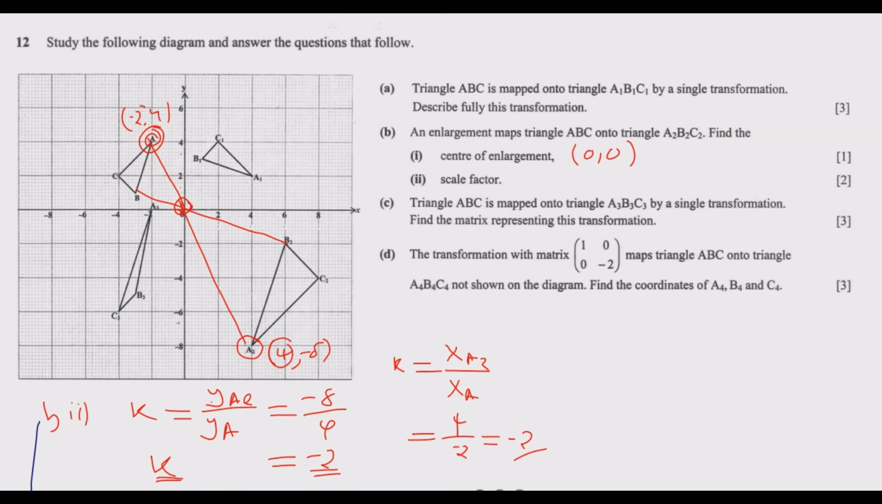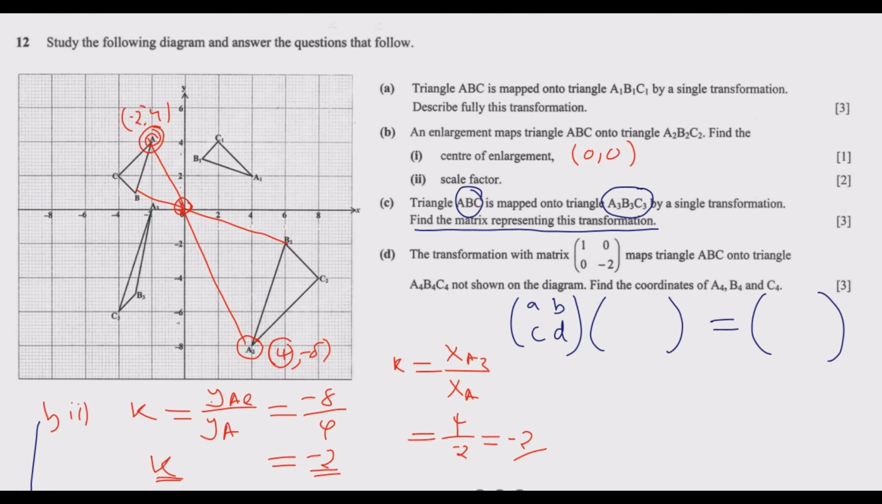Triangle ABC is mapped onto triangle A3, B3, C3 by a single transformation. Find the matrix representing this transformation. So in this case we are required to find the matrix such that when we multiply it with this one, then we get that one. So what we need to do is we get any two corresponding pairs from the object and the image, such that when you have a matrix we shall call say A, B, C, D. So this is just a generic 2 by 2 matrix. Then we multiply it by this matrix, then we shall get this matrix.